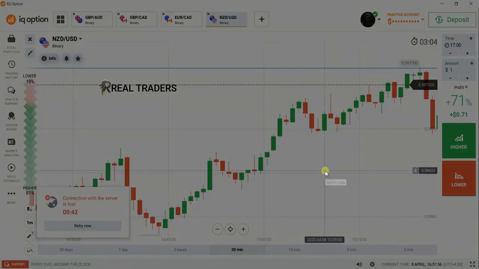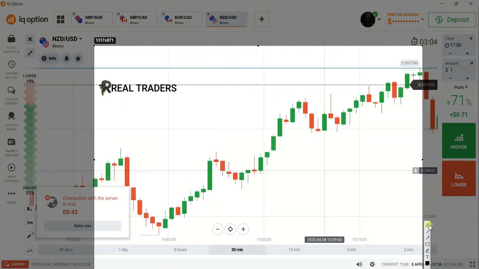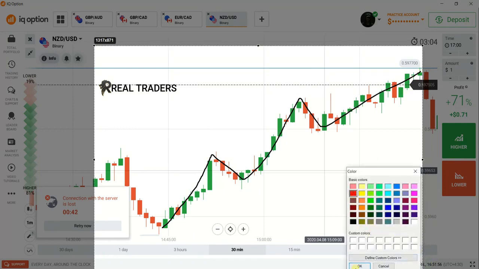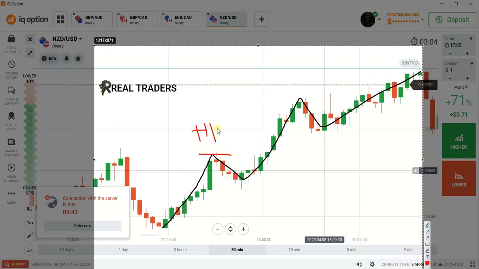Okay, you can see here in this market it starts to go up and it is making higher highs, right? The market is making the higher high here and here. So what is it telling us? It is telling us the market will not respect the previous level, the previous resistance.